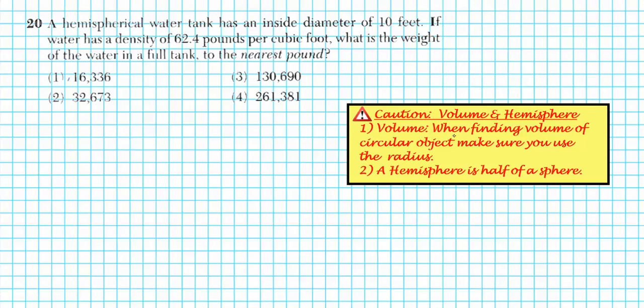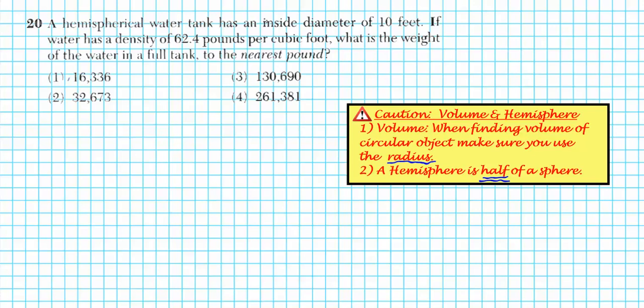First one, volume. Whenever you're calculating the volume of circular objects, make sure you are using the radius. One mistake most students make is they don't pay attention to that and they end up plugging the diameter into the radius position in the formula and they get the answer wrong. So make sure that what you're plugging in is actually the radius. Number 2, a hemisphere is half of a sphere. So when you're using the formula, you have to apply an adjustment factor. You have to divide your formula by 2 or multiply it by 1/2.